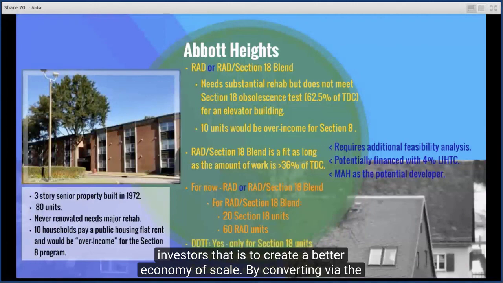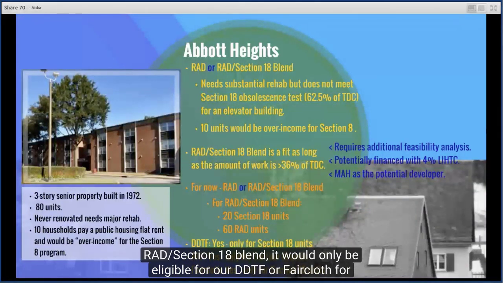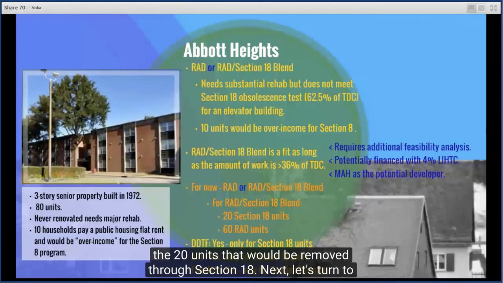By converting via the RAD Section 18 blend, it would only be eligible for ARF, DDTF, or Faircloth for the 20 units that would be removed through Section 18.